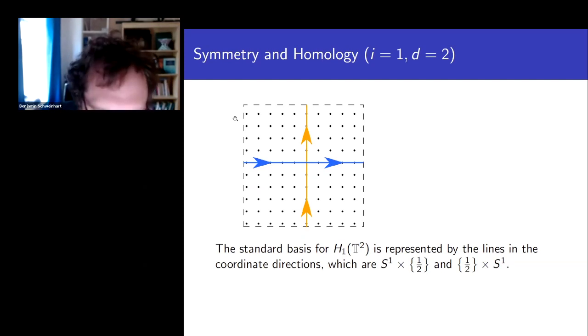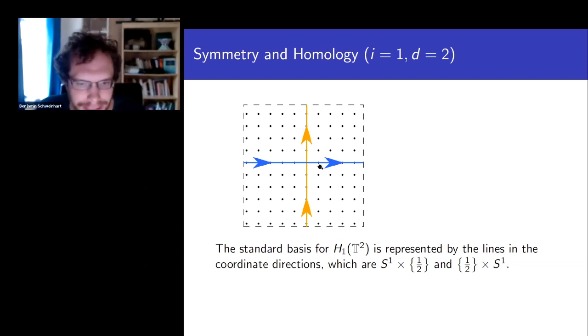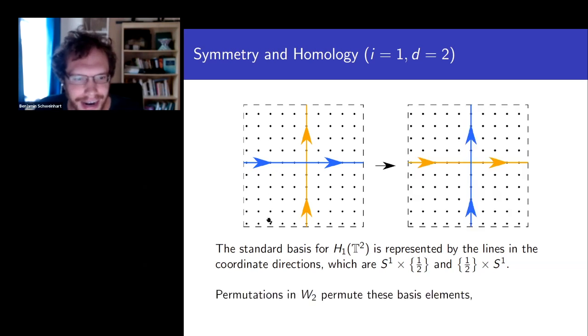Okay, let's see some examples, as I promised. As before, the standard basis for the one-homology of the 2-torus is represented by the lines in the coordinate directions. So here we can permute the S^1 factors in our product S^1 cross S^1. There's one non-trivial permutation in this case, where we switch the x direction and the y direction. And that switches the two basis elements of the torus like this.